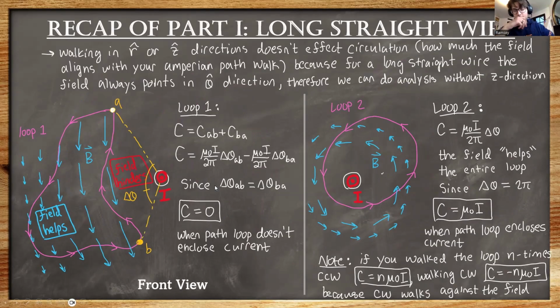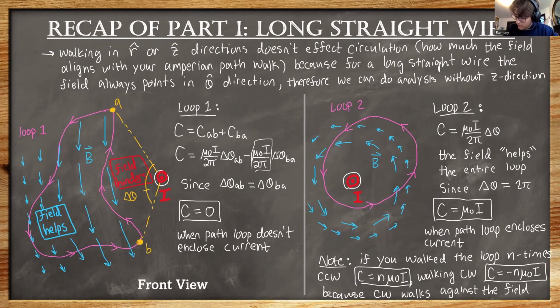So we get back to here, and using that, total circulation is this circulation plus this circulation. To find the circulation as we walk from A to B this way, we know it's positive because the field is helping. So positive mu naught I over 2 pi, times delta theta from A to B. That's this angle right here, the angle as we go from A to B. And then to find the circulation from B to A, we're doing the same process. We're just walking from B to A, so the field's hindering us. Therefore, we put a negative sign up there. It's going to be negative circulation.